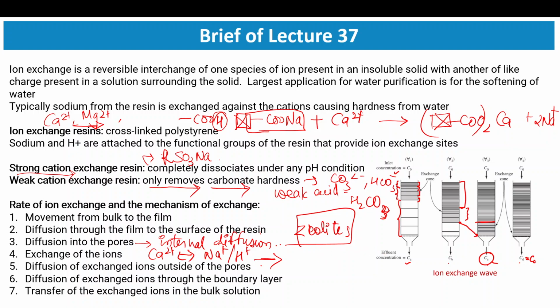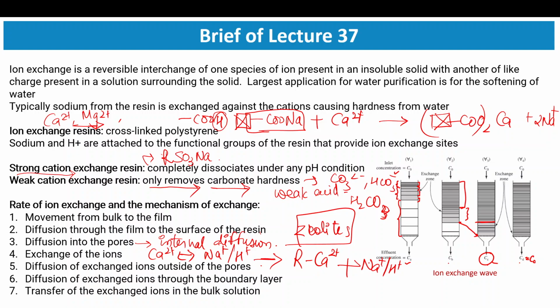Now here, what has happened? Exchange has happened, which means that with the resin, the Ca2 plus will attach, and you will release Na plus or H plus in the solution. Again, whatever steps were followed going by the ions going inside to the surface and to the exchange site, the same steps will be followed, but in the reverse order.